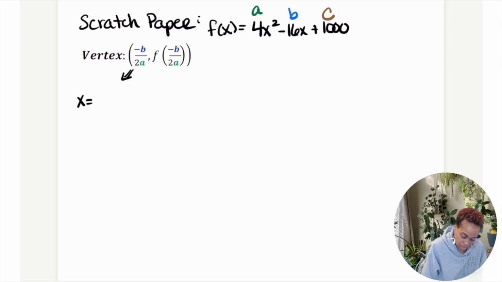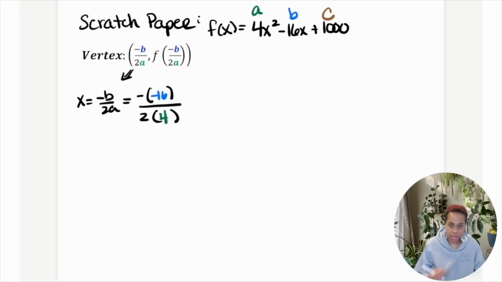So our X is negative B over 2A. So that's going to be a minus, and then I'll say over 2. So minus 16, and then 4. Y'all see that? I put the A, and I put the B, all right? So a minus 16, that's going to be a positive 16, and then 4 times 2 is 8. So 16 divided by 8 is 2. Easy.